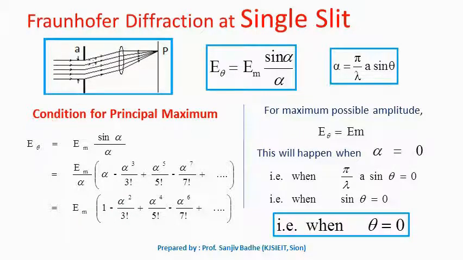So the condition for principal maximum is what? Alpha equal to 0. What is alpha? Alpha is equal to pi by lambda a sin theta. So alpha equal to 0 means pi by lambda a sin theta equal to 0. That is sin theta equal to 0, and that is true when theta is equal to 0. So condition for principal maximum when E theta is equal to Em is true when theta is equal to 0. Theta equal to 0 means which point? Point exactly opposite to the center of the slit. So this point will be the point of highest intensity.